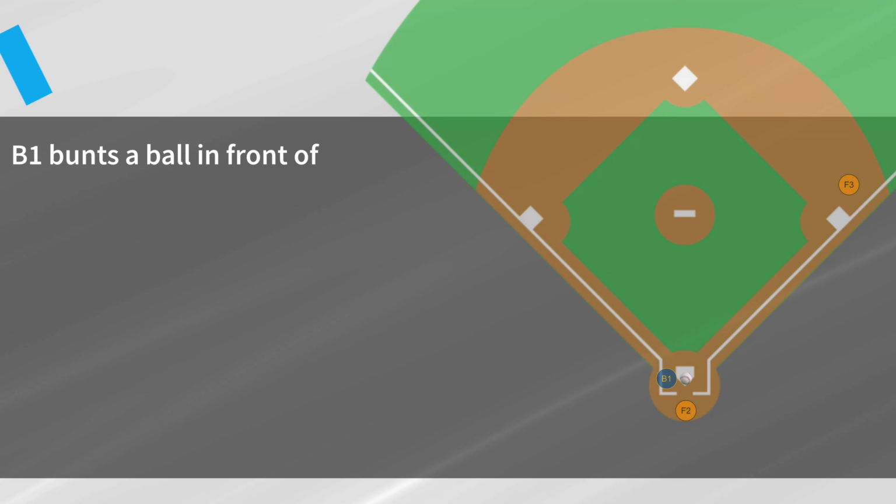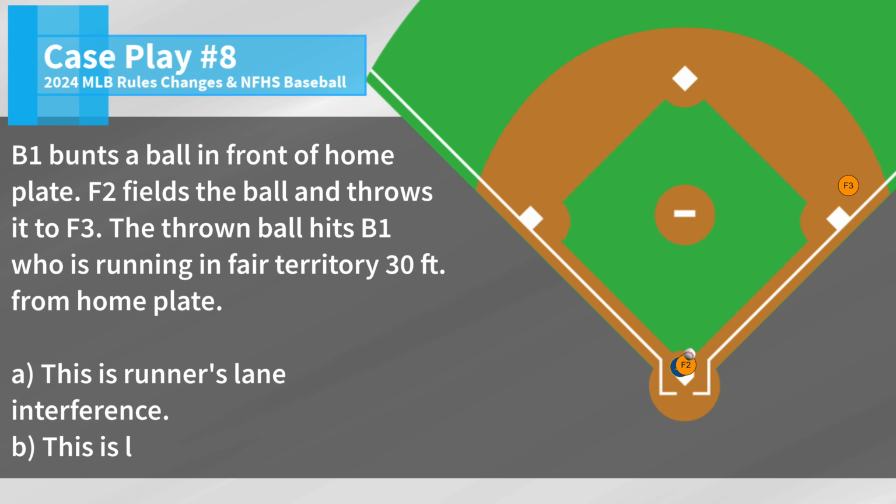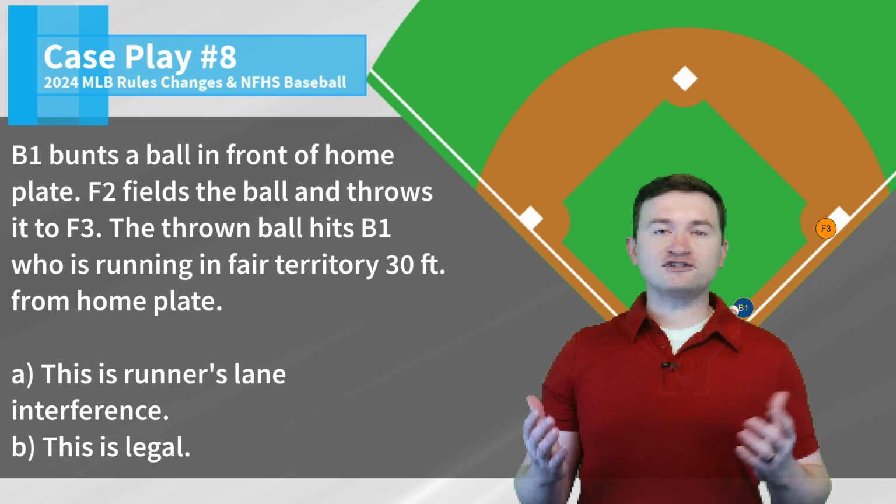Case play number 8. B1 bunts a ball in front of home plate. F2 fields the ball and throws it to F3. The thrown ball hits B1, who is running in fair territory 30 feet from home plate. Is this A, this is runner's lane interference, or B, this is legal? The correct answer here is B.